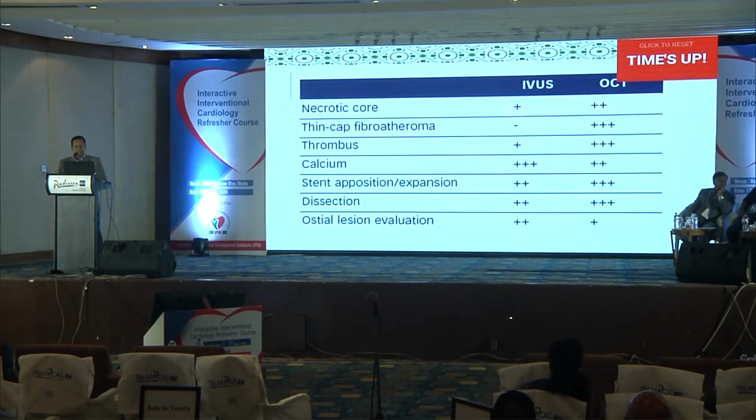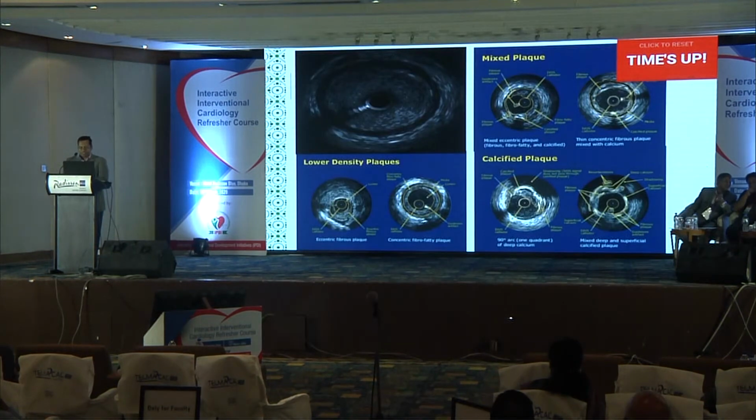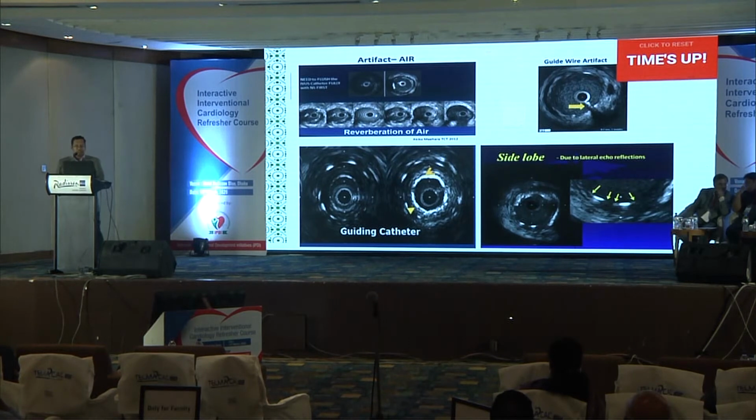So when we want to see the thin fibrous cap or thrombus or calcium, in this situation OCT gives us the actual result. But when there is calcium, IVUS gives us the best result. Another thing is, to get the ostial view or picture, IVUS gives us the actual picture. So this is the thing. This is the view picture of IVUS. Stent measurement, stent malposition, calcium. And there are several artifacts related to air, catheter, side lobe, etc.